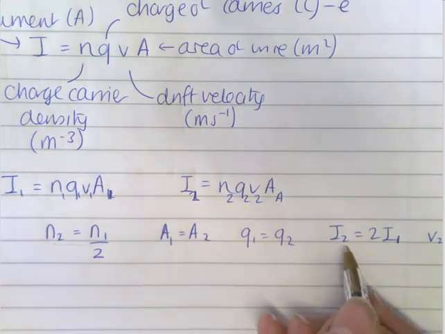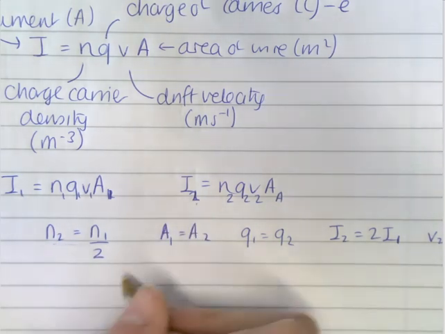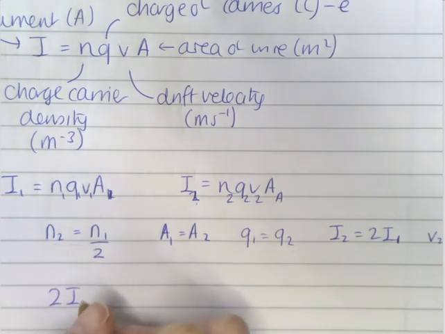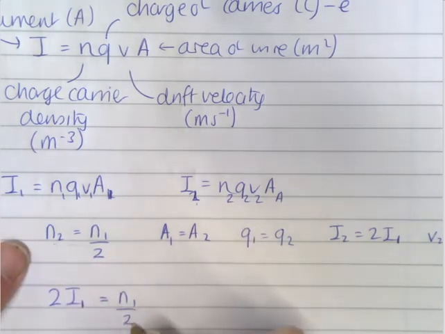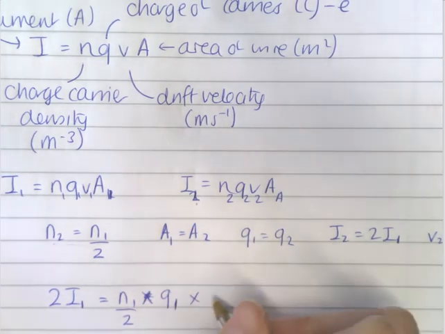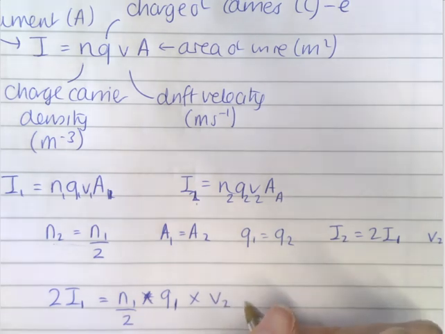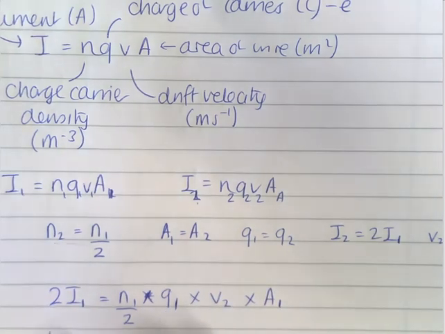So I now know that I2, actually no, I'm going to do it the other way around, all the ones into here. So I2, I know, equals 2 times I1, and that's going to equal N2, which is N1 over 2, times Q2, which is the same as Q1, so that's a multiply, times V2, which is what I'm looking for, and times A2, which is the same as A1. So I'm going to bring this 2 up. I'm going to get 4I1 equals N1 Q1 V2 A1.